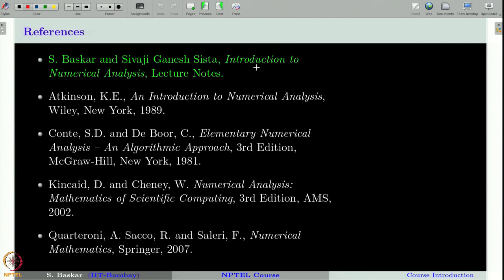Apart from this, you also have some books. In fact, we have used these books in developing our lecture notes. These are Atkinson's Introduction to Numerical Analysis, Conte and de Boor's classical book Elementary Numerical Analysis: An Algorithmic Approach. We also used Kincaid and Cheney's Numerical Analysis and Quarteroni et al.'s Numerical Mathematics.